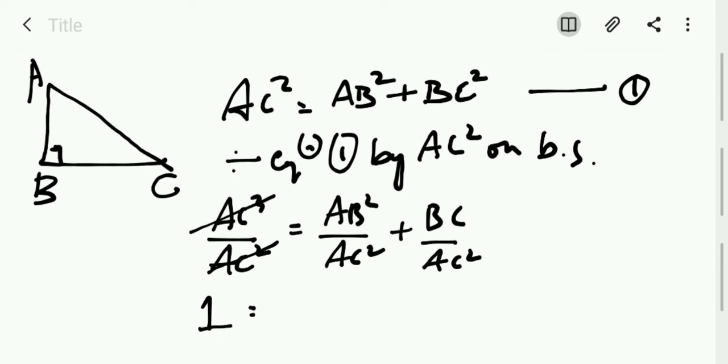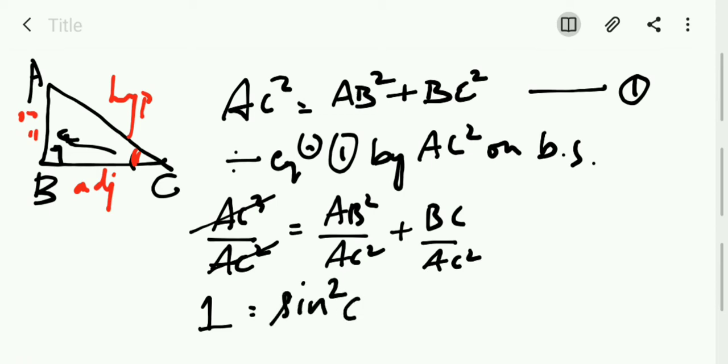Now please look into it. Suppose I consider it from the angle C. Now what is this AB square by AC square? AB is the opposite side of angle C, this is the adjacent side and this is the hypotenuse, if I consider it from angle C. So opposite by hypotenuse is sine square C. For angle C, AB is opposite and AC is hypotenuse, so it will become sine C. Since we have the square, we name it sine square C.